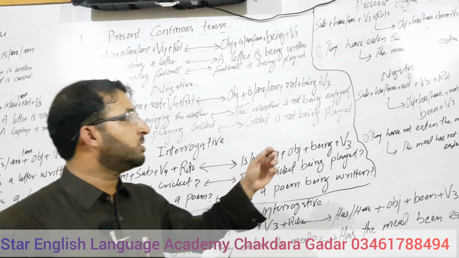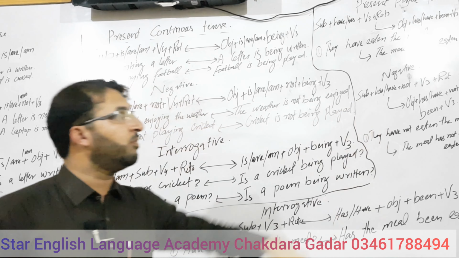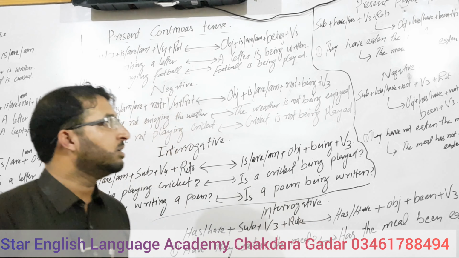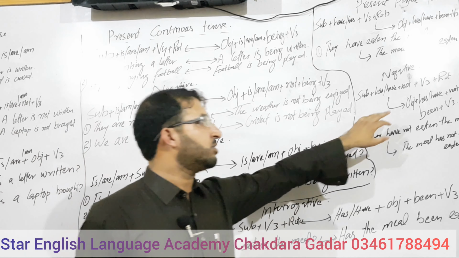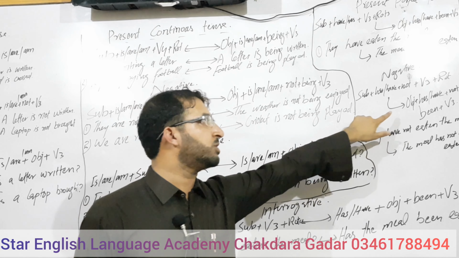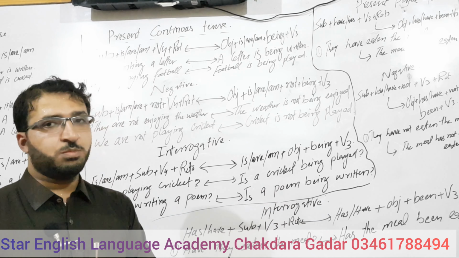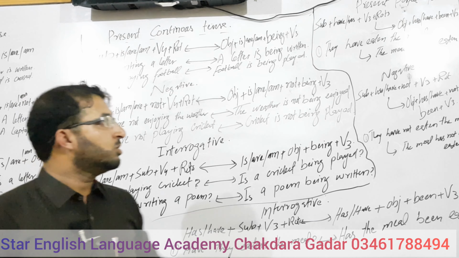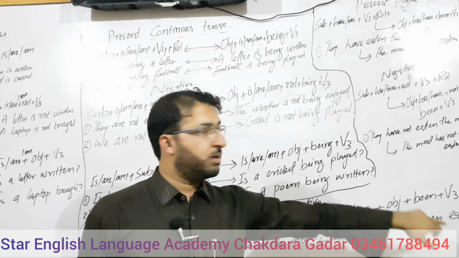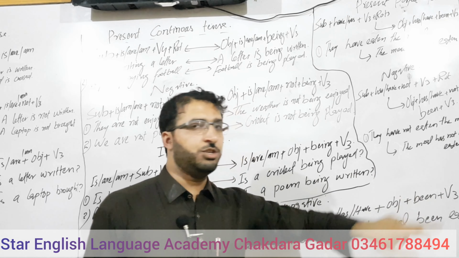This is the negative structure: subject, has, have, not, plus third form of the verb and rest of the sentence. So its passive is like this. First we put object, then have, has according to this object, and not plus been plus third form of the verb. So example we have, they have not eaten the meal. So its passive is the meal has not been eaten.